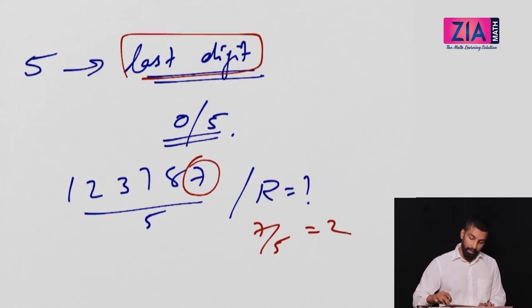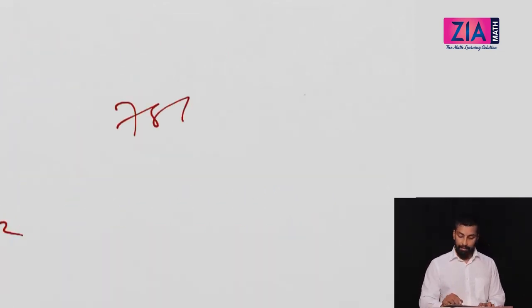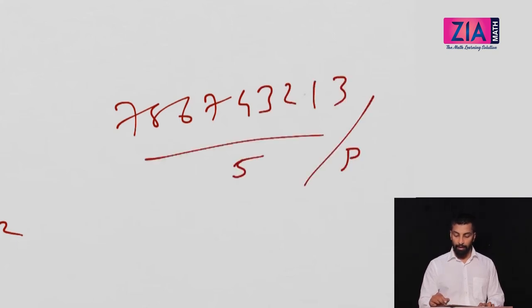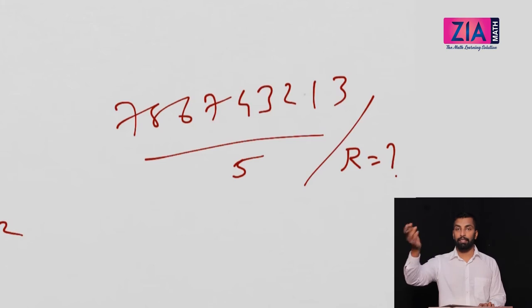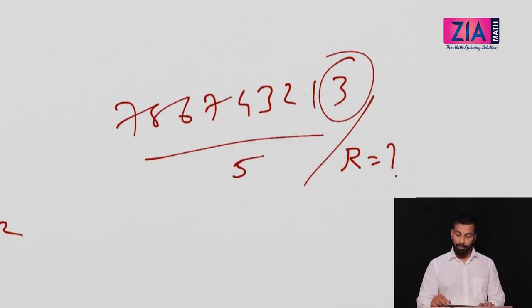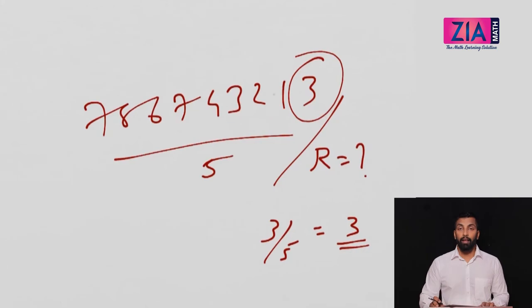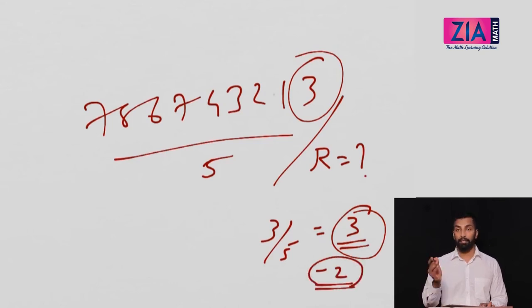Okay, similarly, if the question is 7, 8, 6, 7, 4, 3, 2, 1, 3 divided by 5, what is the remainder? Anyway, 25, 35, etc. we will cover in the coming sessions, but here you understand 5. Just take out the last digit, 3 divided by 5, what is the remainder? 3. You cannot divide 3 with 5. Now if this is coming as a part of a question, then instead of 3 you can take minus 2 as the remainder to make the calculation easier. That concept we have already discussed in the previous video session.